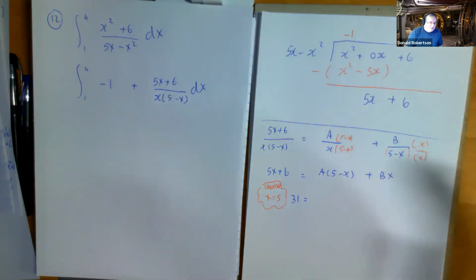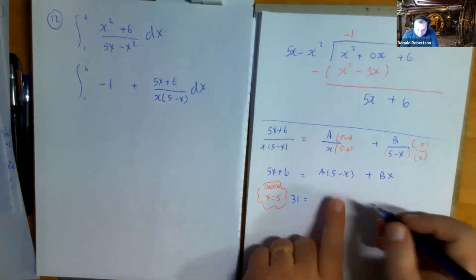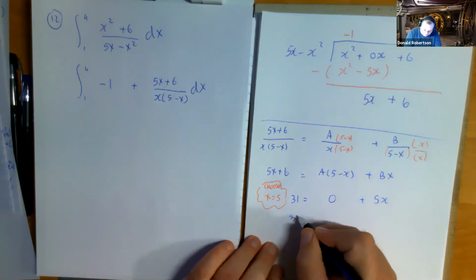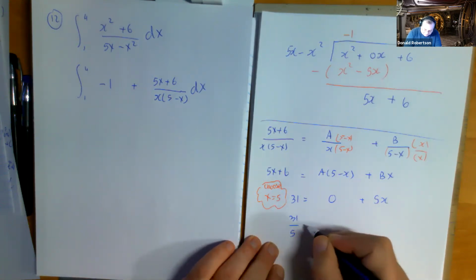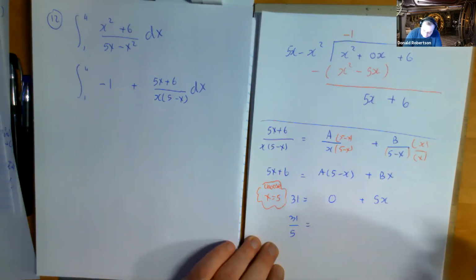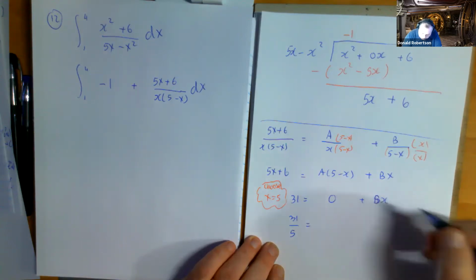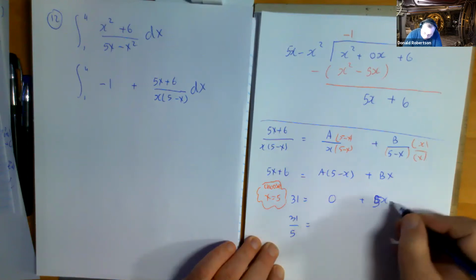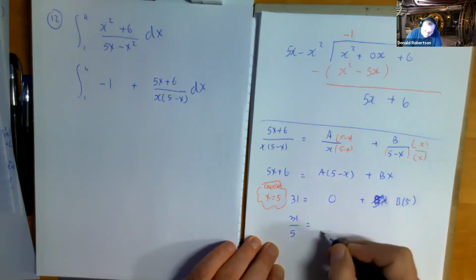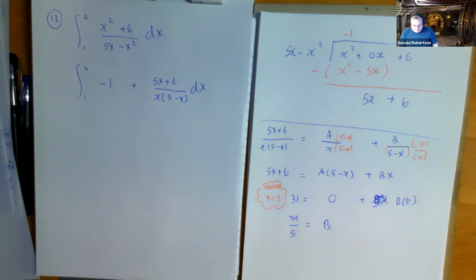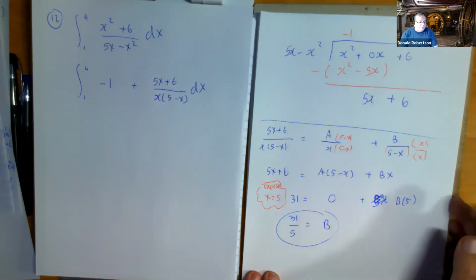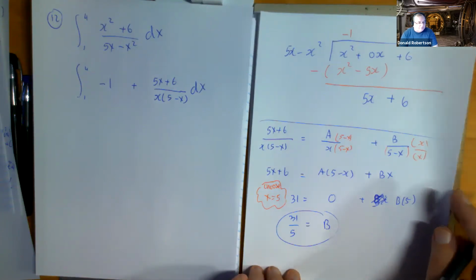Probably not true, but I have that as a theory at least. Now, that guy becomes 0, and this guy becomes 5x, and yikes. I don't like that answer, but there we go. B is, try to think ahead here. B is 31 over 5. We good with that weird, ugly fraction?